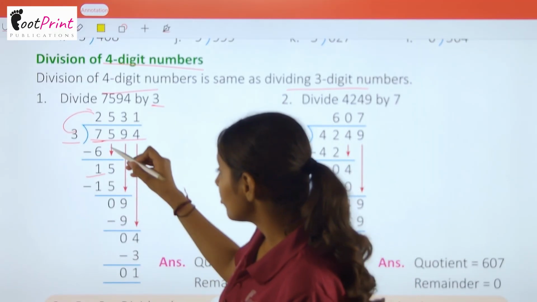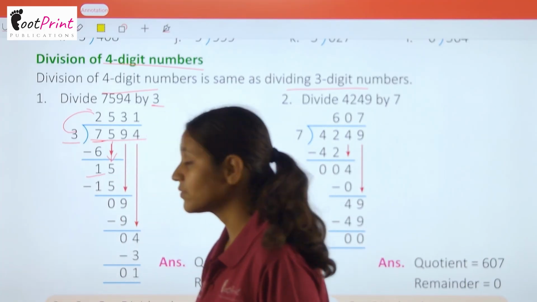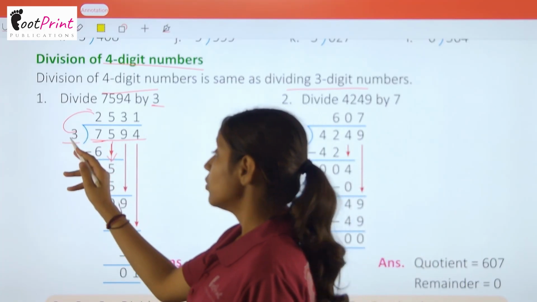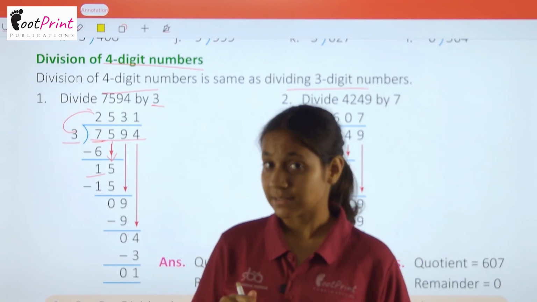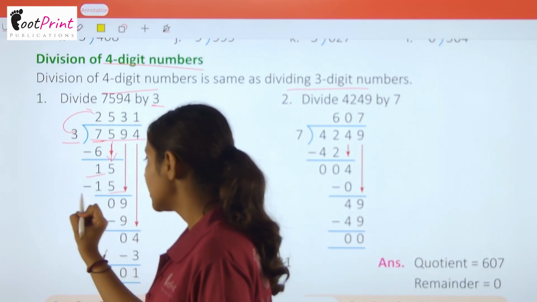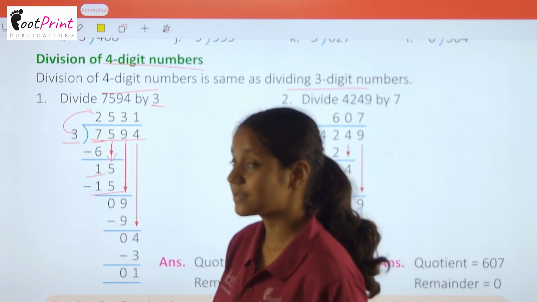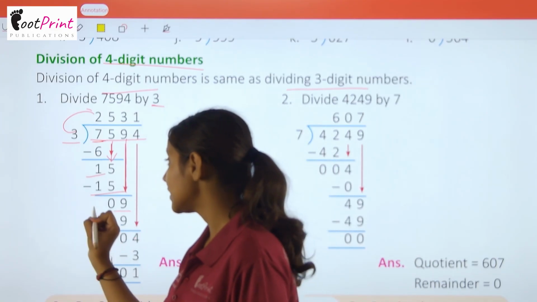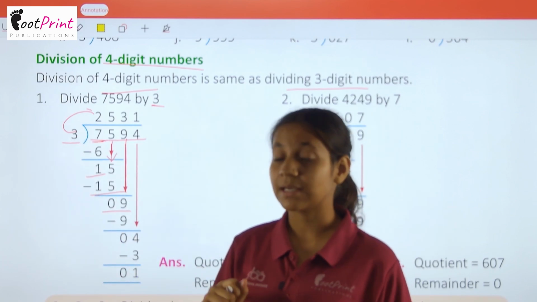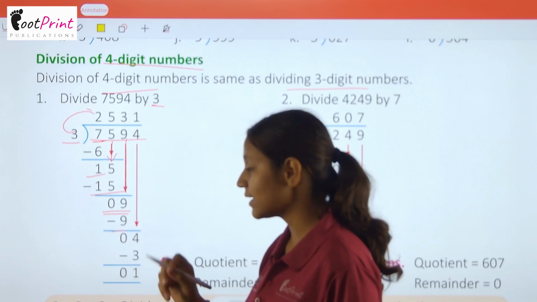Now we will bring this 5 here. Okay, now this is not 1 anymore. This is 15 here. Now 3 के टेबल में 15 आता है. Yes, it does come at the 5th place. So 3 5s are 15. 15 minus 15 is 0. Now we will bring this next number, that is 9. Now this is 9. 3 के टेबल में 9 भी आता है at the 3rd place. Okay, so 3 3s are 9. 9 minus 9 is 0 again.